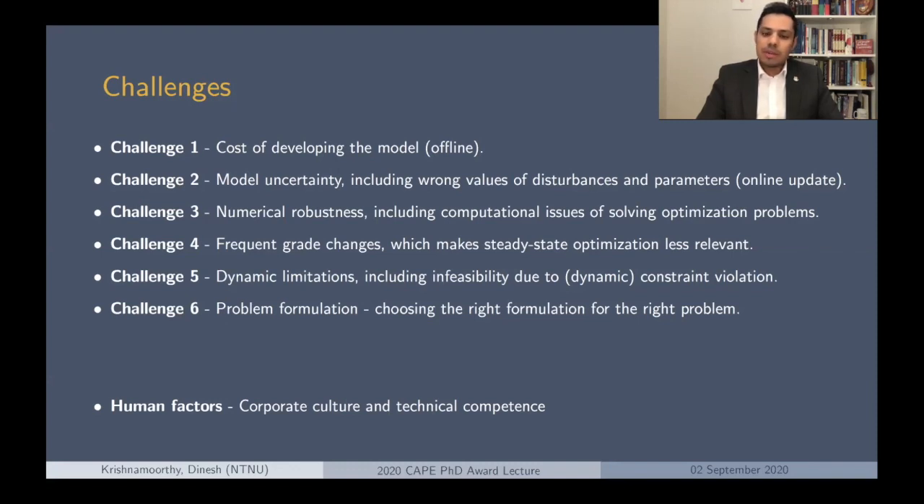Now, when talking about the limiting factors of RTO, the human factors play a very important role, because the corporate culture and the technical competence that the company has access to play a vital role in deciding what kind of optimization tools are used in practice. For example, the implementation and maintenance of advanced control and optimization tools require skilled engineers, which the company may not have access to. And without this, the full benefits of the RTO may not be realized.